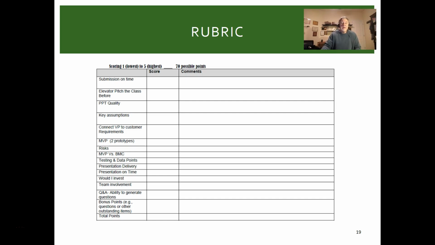As you can see, in terms of the key assumptions, connecting the value proposition to customer requirements, the minimum viable product, the risks, which we talked about, legal, technical, and financial, the MVP versus BMC, and the testing plan, which, don't forget, is testing out in the community for uptake, not functionality testing, as I had one team do in the springtime.